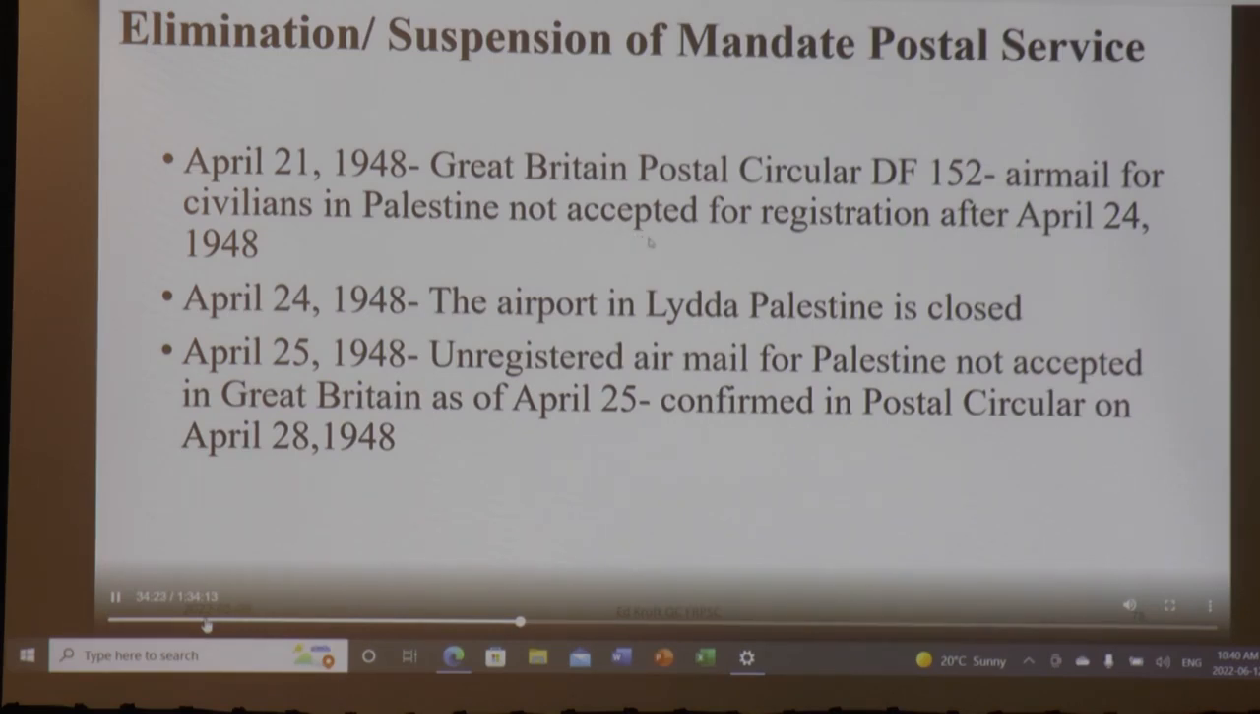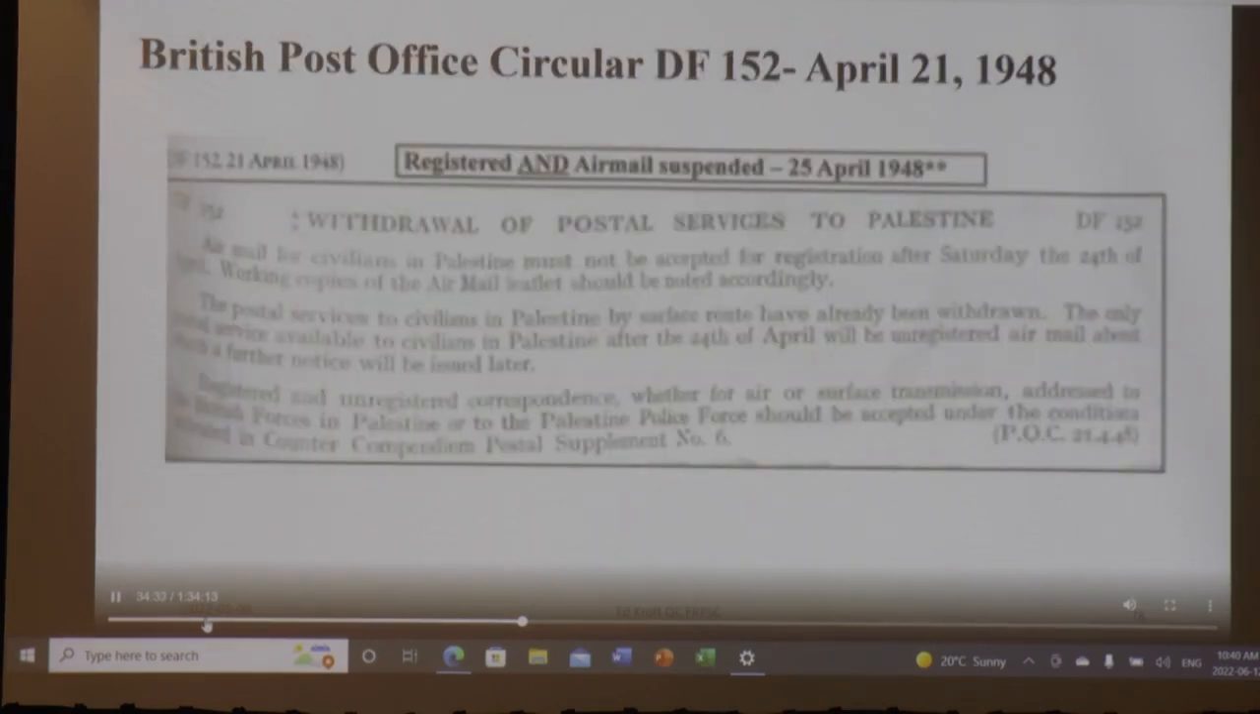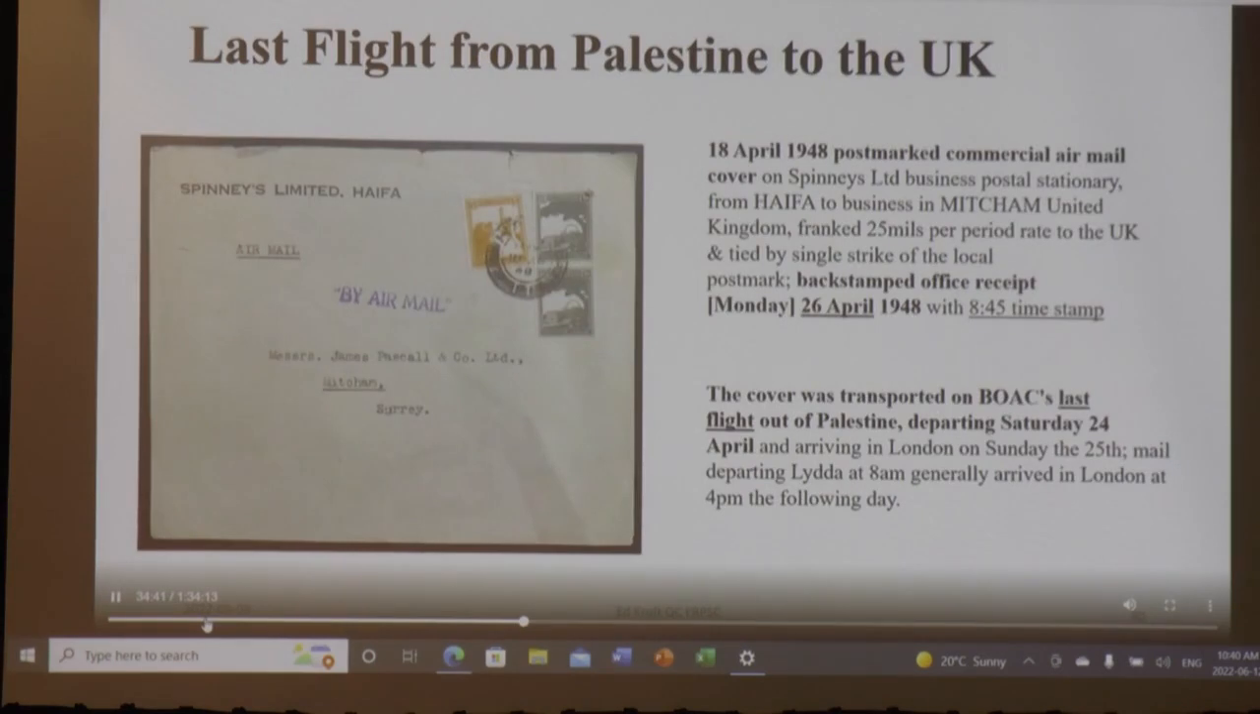And then in Britain, no airmail that was not registered, let alone registered for transport to Palestine, would be accepted. And there were circulars that were coming out indicating that there would be no registered airmail coming out of Great Britain as of April the 25th. So you could see that things were becoming grim. And here are some examples of some of the last mail that was coming out of Palestine, out to Great Britain, out to the United Kingdom.